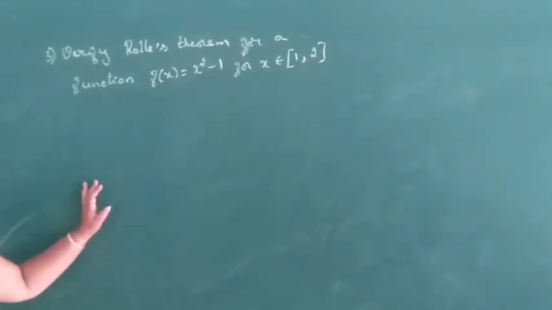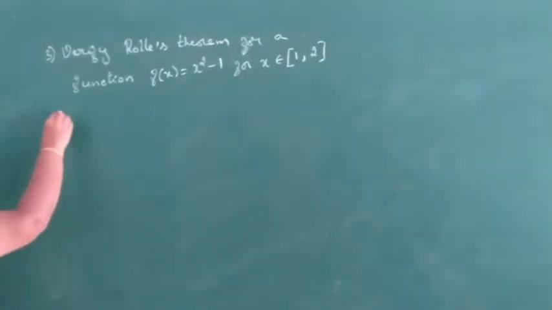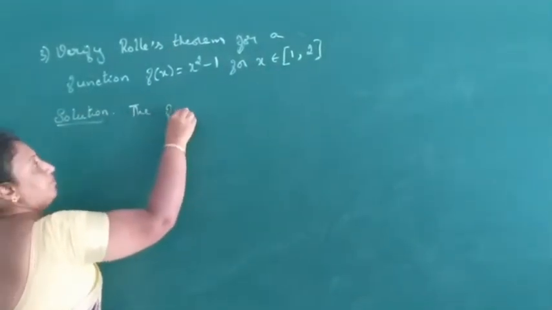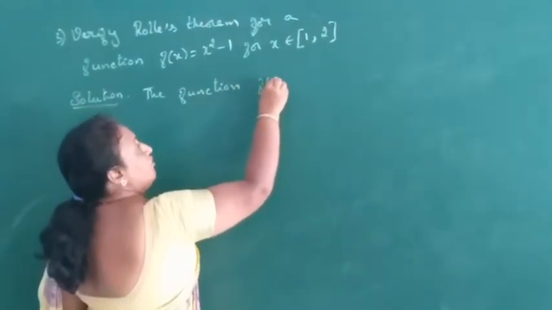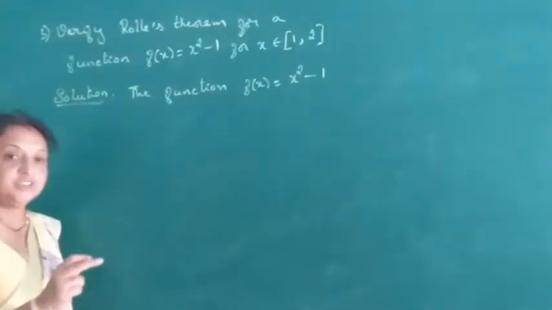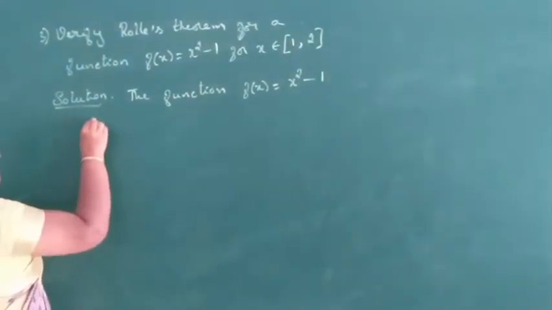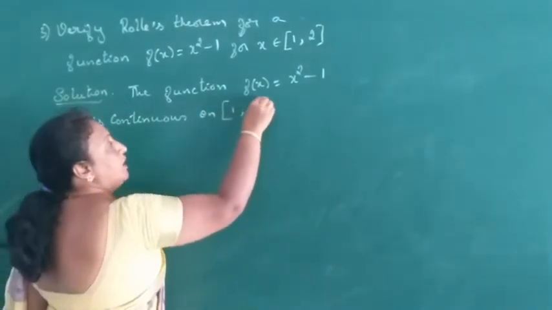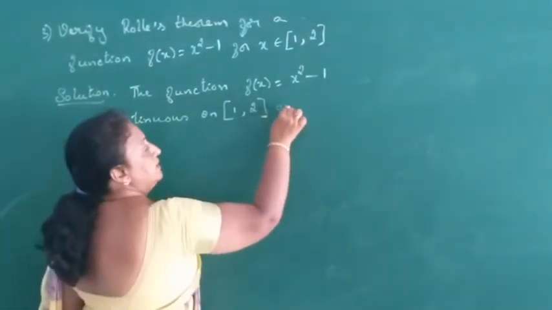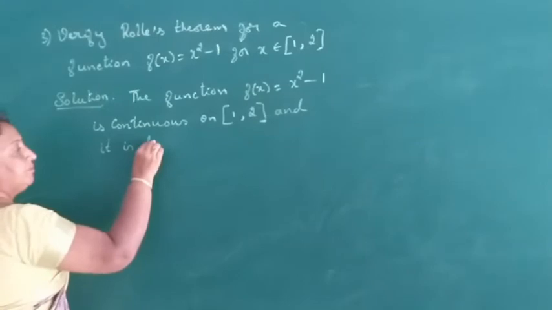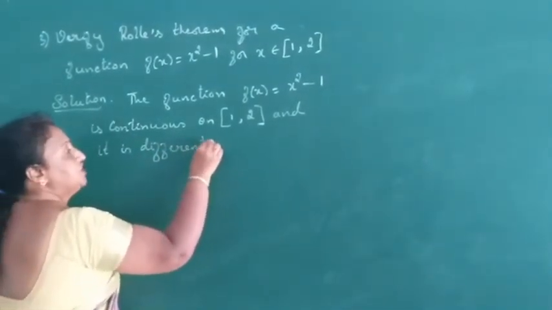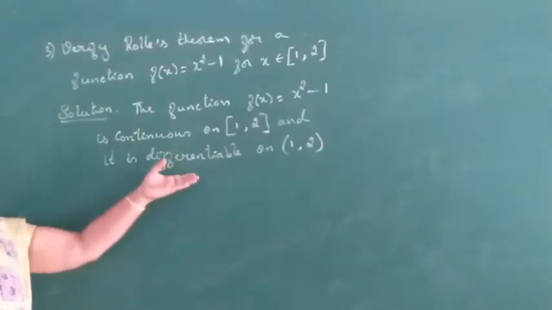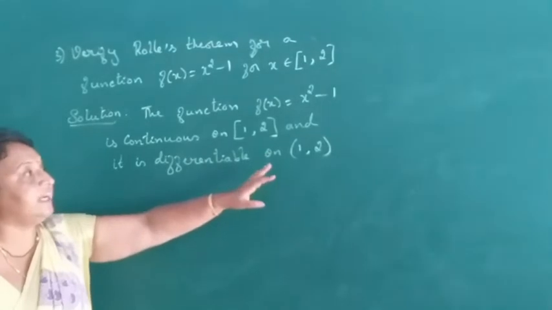Here the function is a polynomial function, so it is continuous and differentiable. Now let us see whether Rolle's theorem is verified. The function f of x equals x squared minus 1 is a polynomial, continuous on the closed interval [1, 2], and differentiable. Both conditions are satisfied.